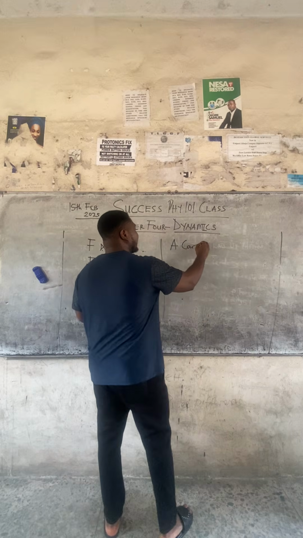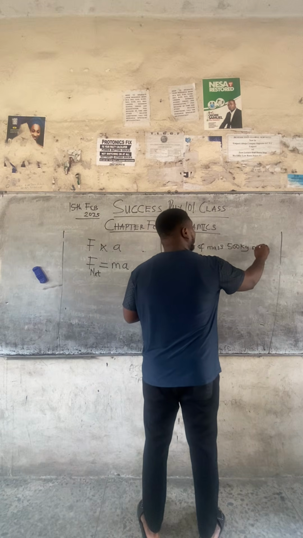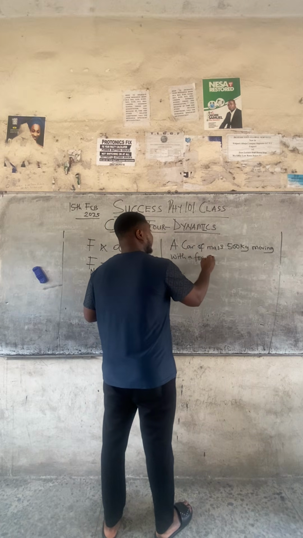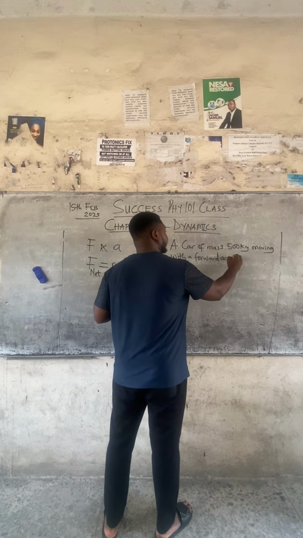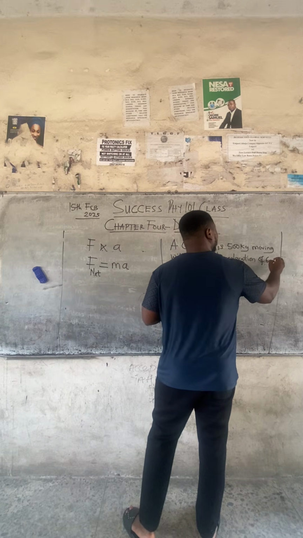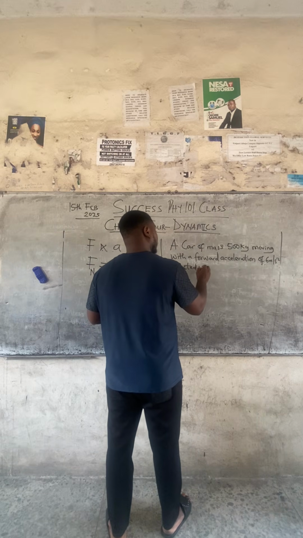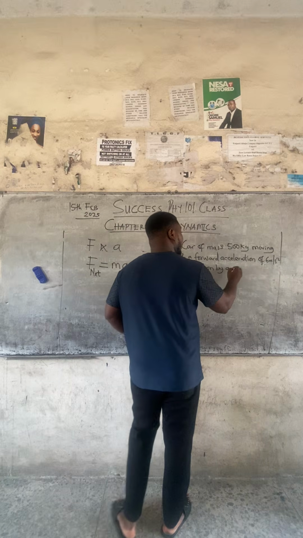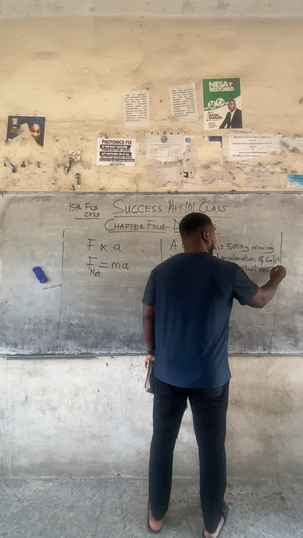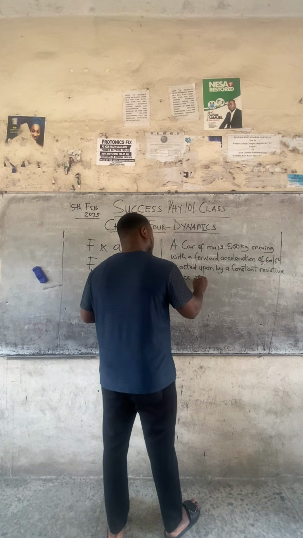The question said a car of mass 500 kg moving with a forward acceleration of 6 meters per second square is acted upon by a constant resistive force of 800 Newton.